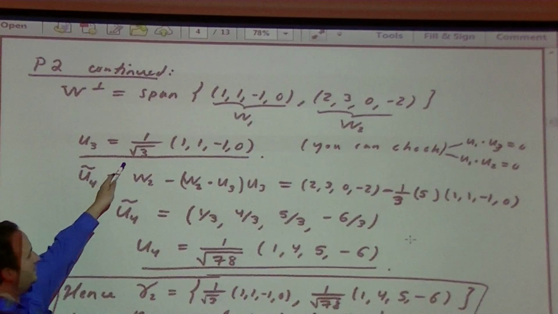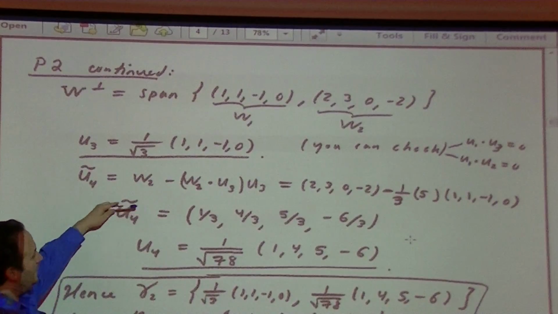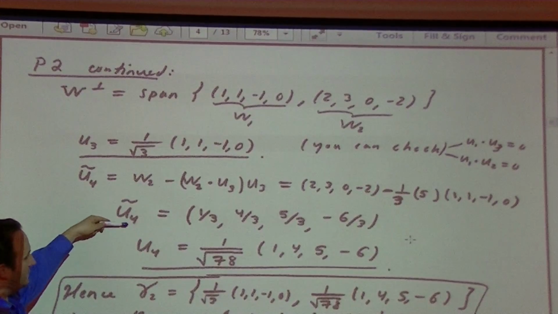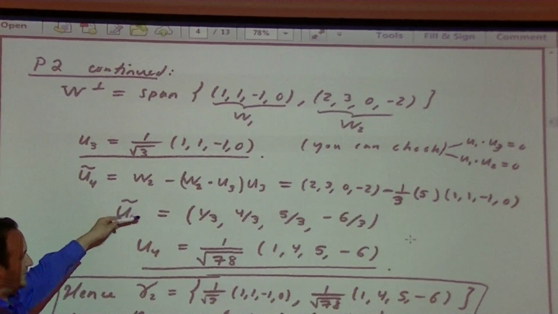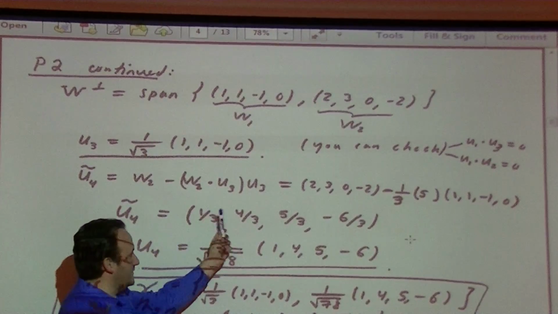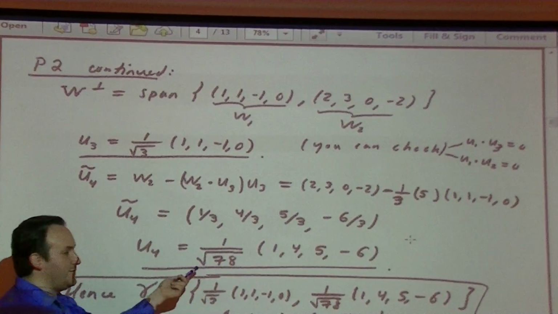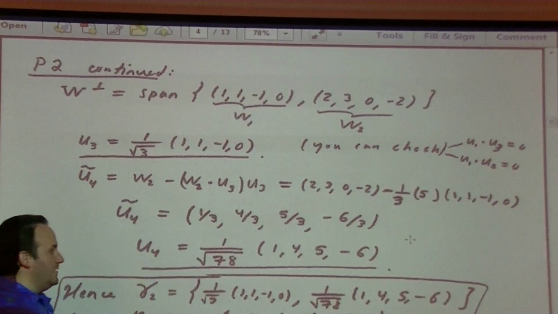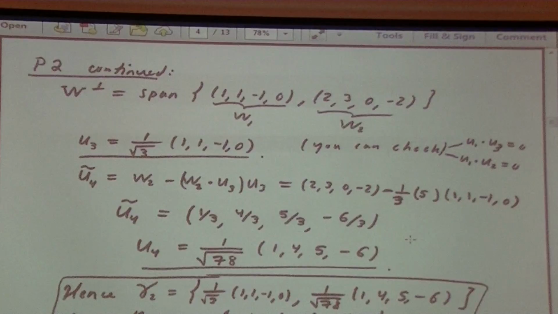So then U3 is my first in gamma 2. And then I do Gram-Schmidt again to calculate U4 tilde. But then again, there's a third. I pull it out. I just normalize the 1, 4, 5, 6. Again, the sum of the squares is 78, just like the other one. And there you go. That's your 4th vector. So if you put these together, that gives my basis for W perp. And then when I put these all together, I have a basis for R4, which is orthonormal, and respects the decomposition of R4 into the direct sum of W and W perp, right?